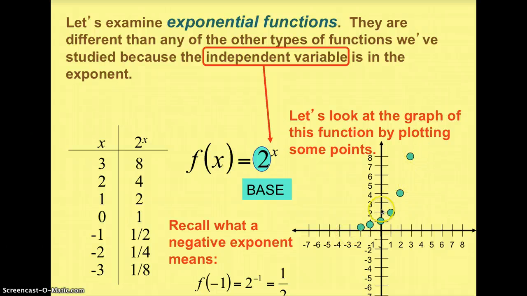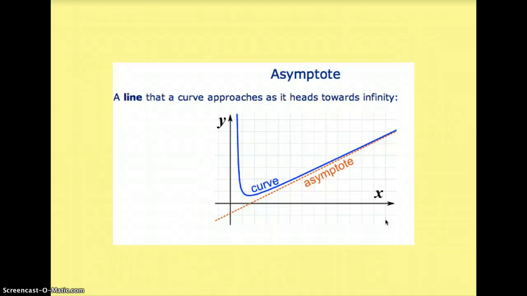If we connect the points, we're going to have a graph that looks like this. This is what your exponential model will look like. Now, let's continue. One of the things that is important to know is the word asymptote. Asymptote appears in an exponential model. It's a line that a curve approaches as it heads towards infinity.